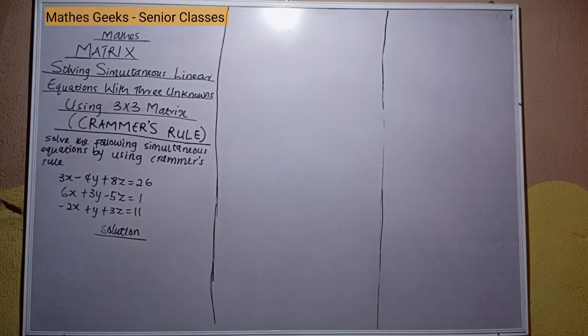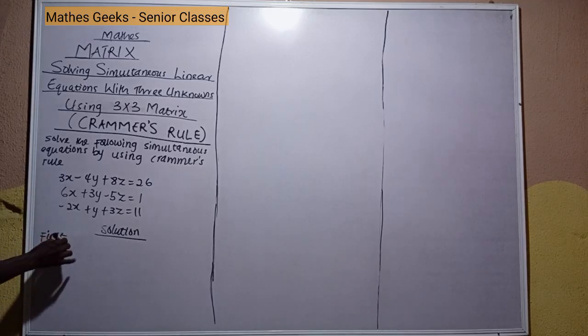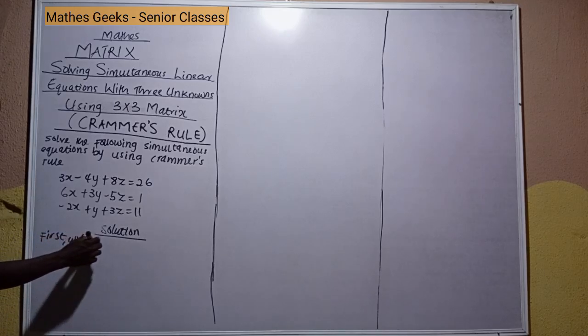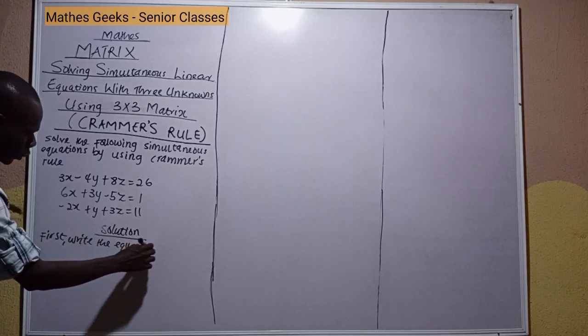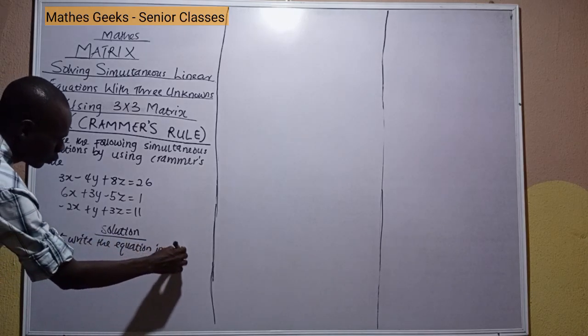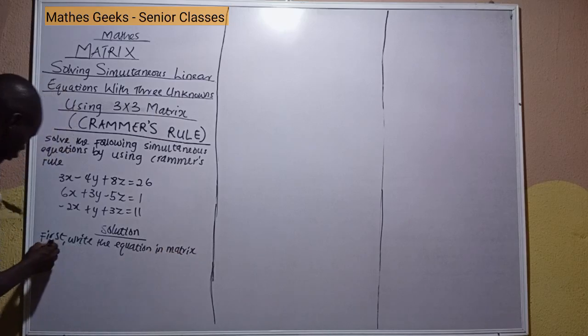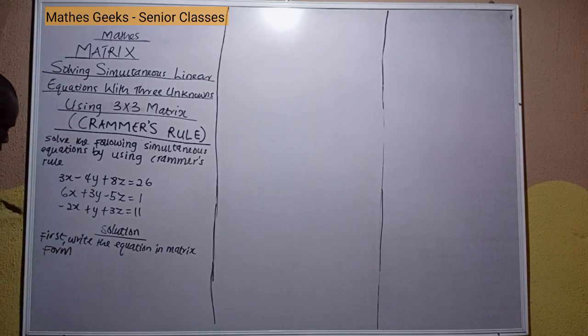Okay, so we're going to use Cramer's rule to solve this set of equations simultaneously. The first thing is to write the equation in matrix form first.